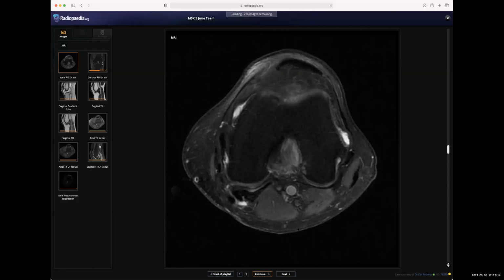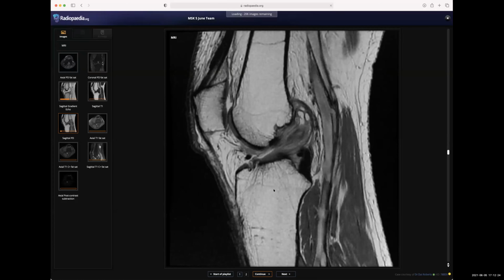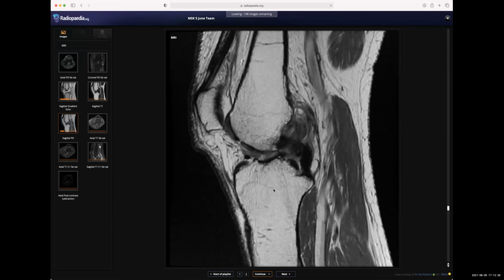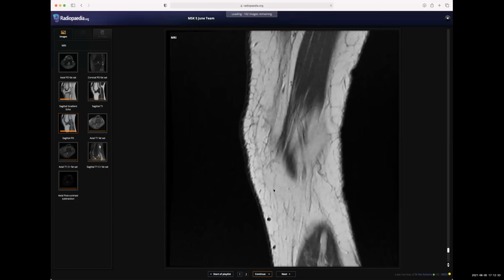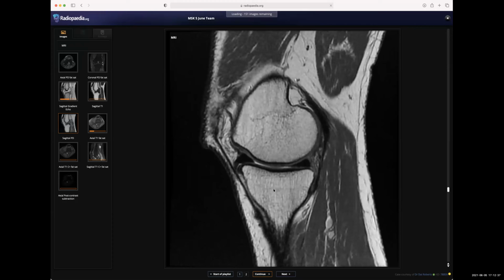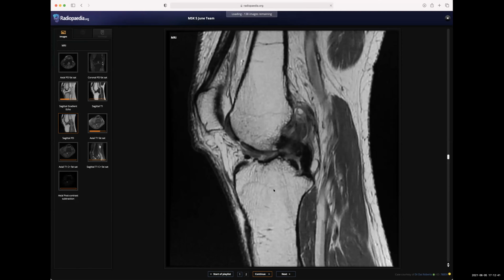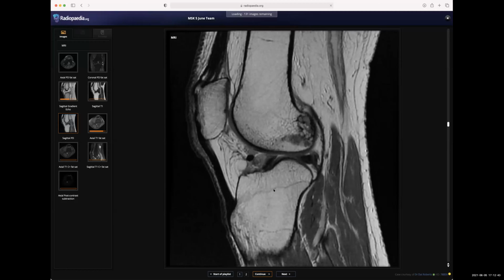So these are multi-sequential MR images of the knee. I would like to start with the sagittal first. I'm going first through the sagittal proton density images, which are still loading. Okay, so I'm going through the tibiofemoral aspect of the knee joint. As I'm scrolling, the PCL is intact.